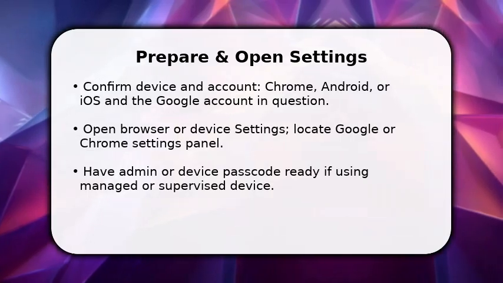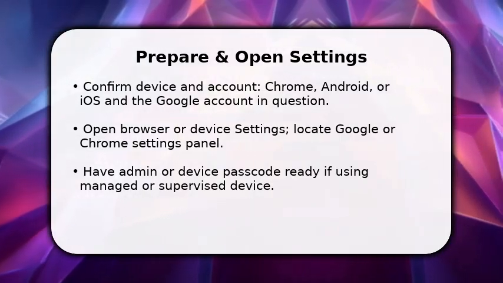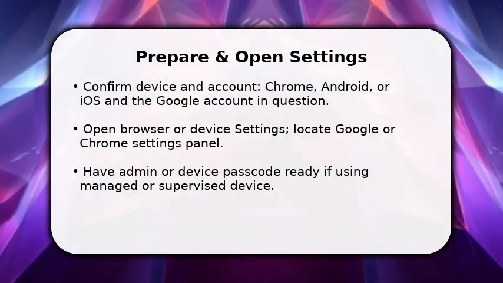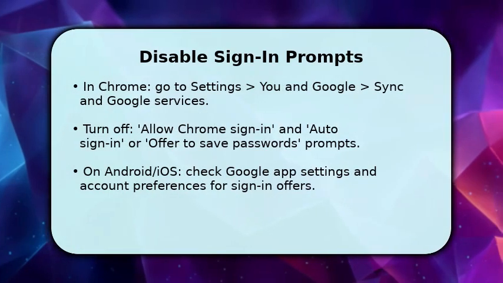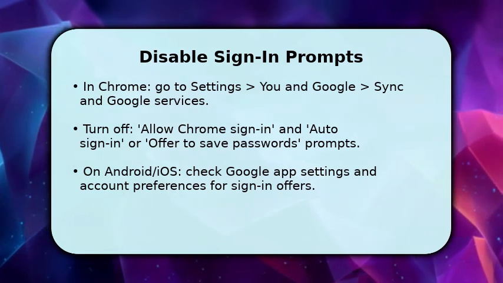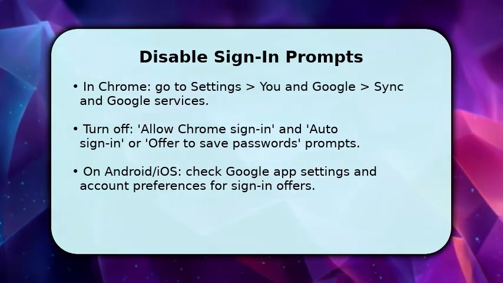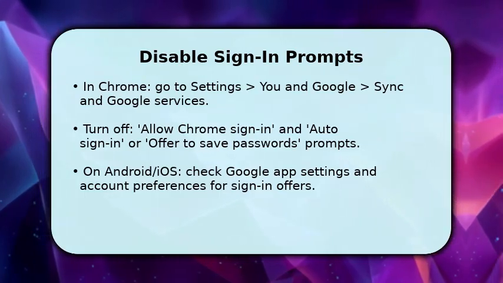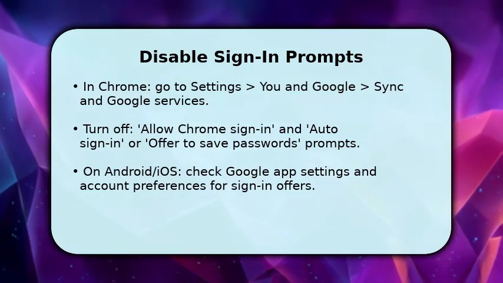Once you're in the right settings screen, locate the sync and sign-in related entries so you can make changes to prompt behavior immediately. Now you disable the prompts themselves. In Chrome, go to Settings, You and Google, Sync and Google Services, then switch off Allow Chrome Sign-In and any auto sign-in or Offer to Save Passwords toggles.